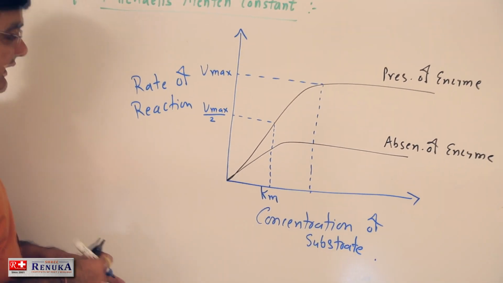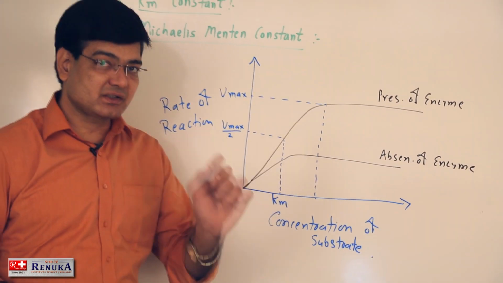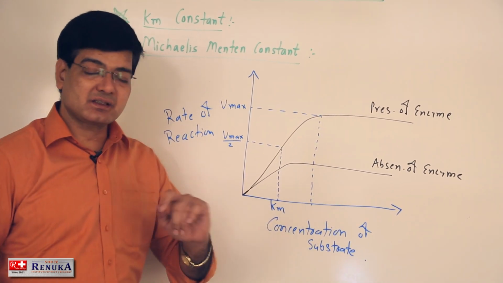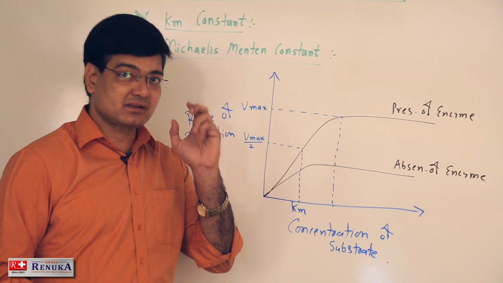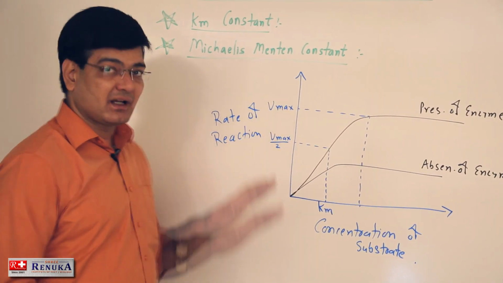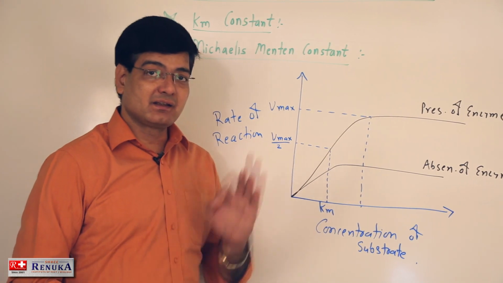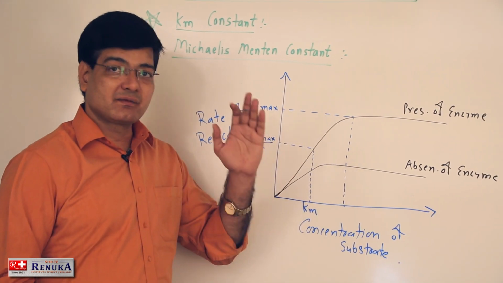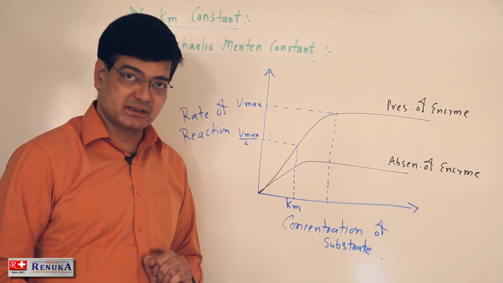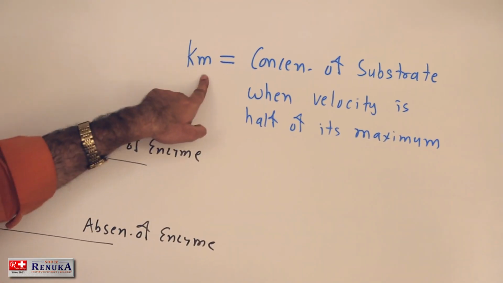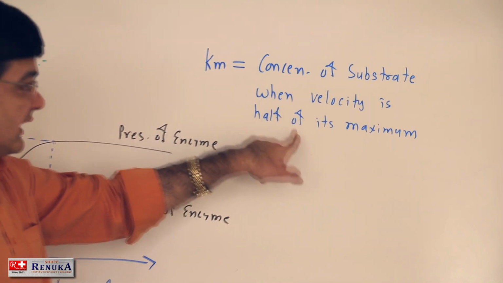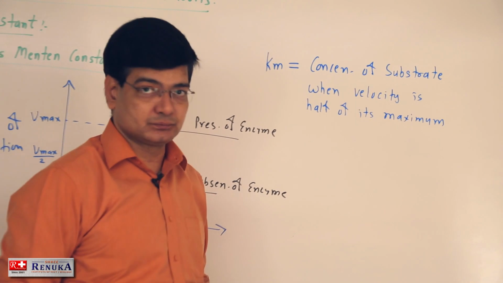So remember that Km value is the Km constant of the reaction which depends on the concentration of the substrate. It's the value of the substrate concentration when the V maximum is half. So we can say that the rate of reaction reaches 50% compared to its maximum velocity. Km value means concentration of the substrate when the velocity is half of its maximum value.